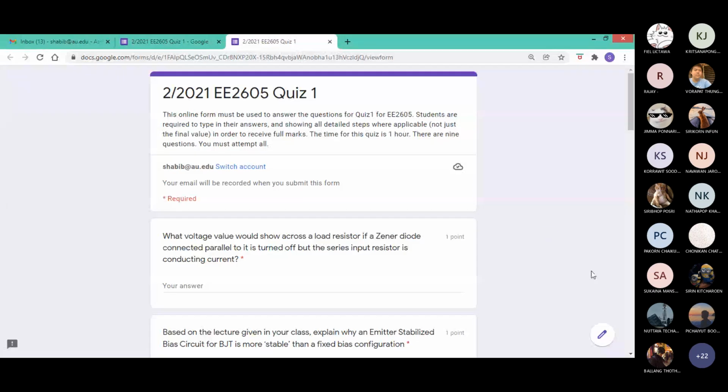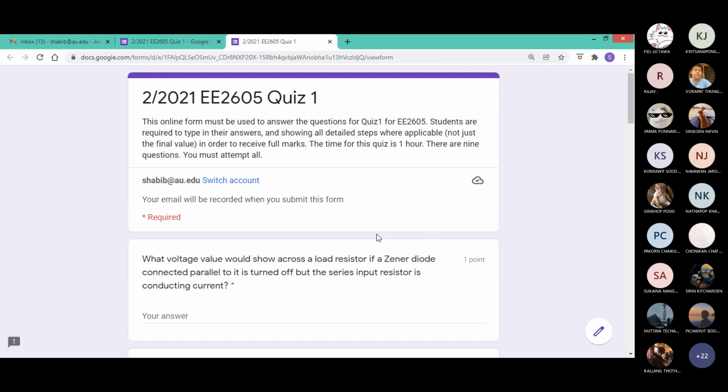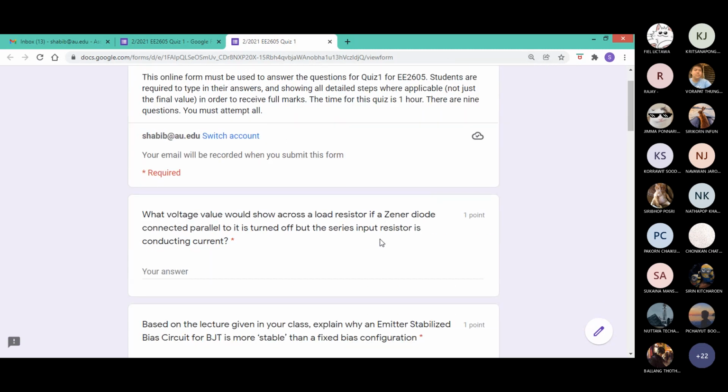Do you see the quiz one on the screen? Yes, we can see it. Let's look at the first one. What voltage value would show across the load resistor when the zener is connected parallel to it? The zener is turned off, but the series input is conducting current. The correct answer is that the value will be determined by the voltage divider equation, Vs times RL divided by input resistor plus RL.